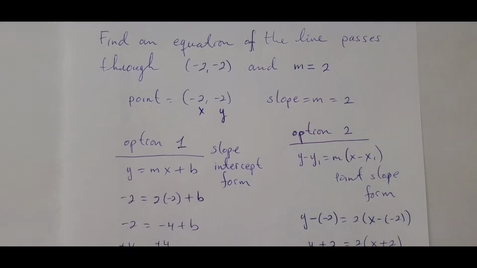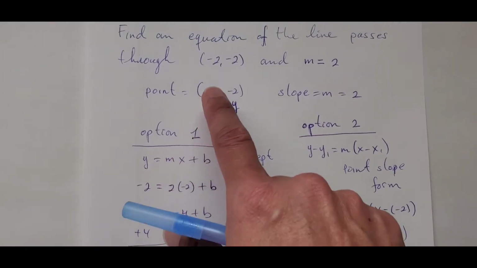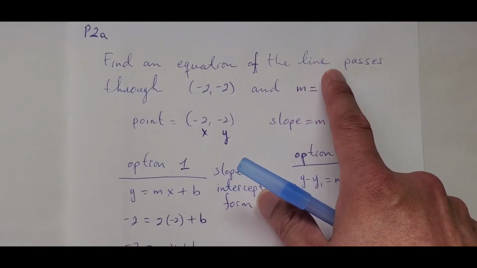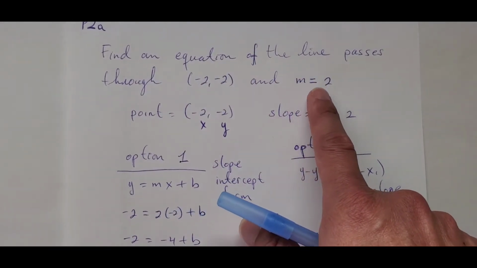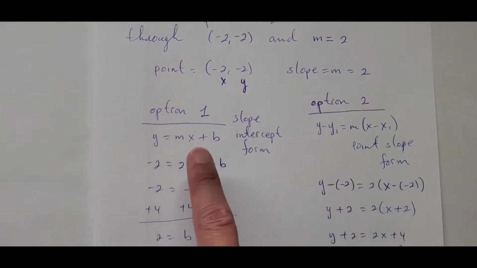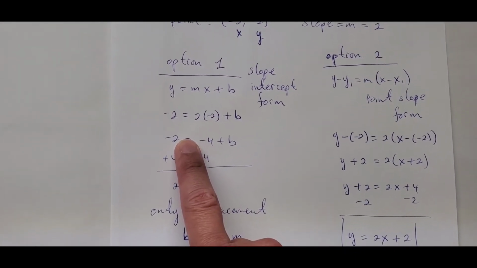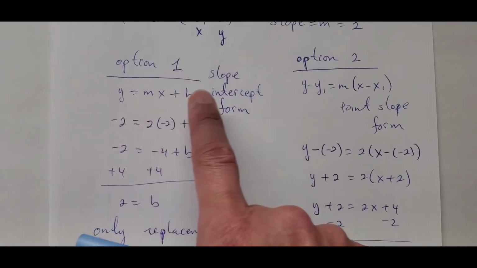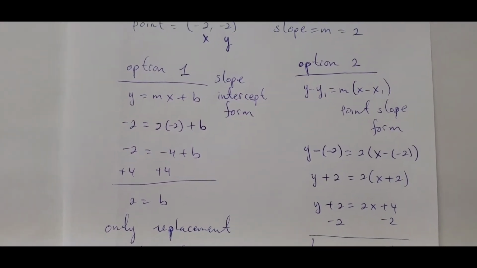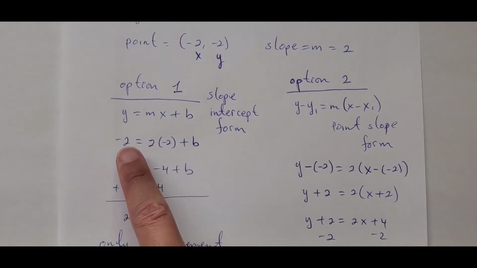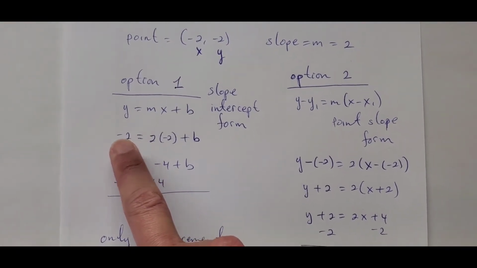There are two options to find the line that passes through this point using this slope. We'll do the first option. The first option is called slope intercept form. Now all you have to do is just plug in the X and the Y. So here we go.